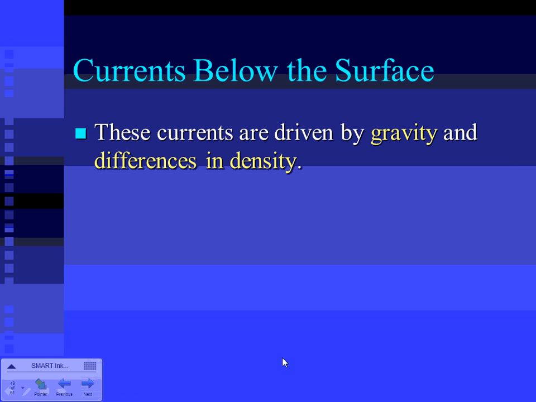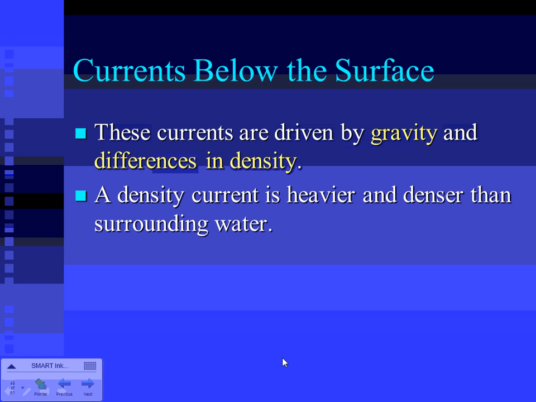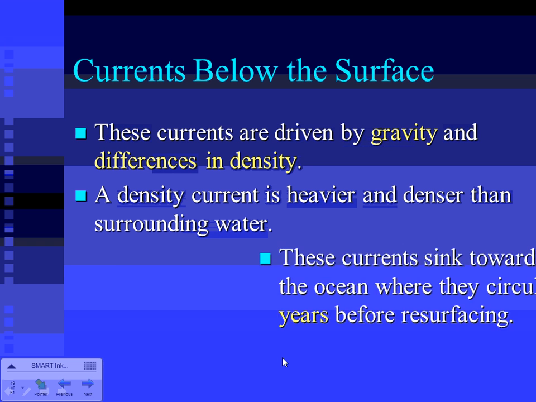Now the currents below the surface. These currents are driven by gravity and differences in density. A density current is heavier and denser than the surrounding water. So think about the lab that we did where we colored the water, the different colors. This is what we're talking about. When we had the colder, more dense, more salty water, it's going to sink to the bottom, and that's what kind of drives these currents.